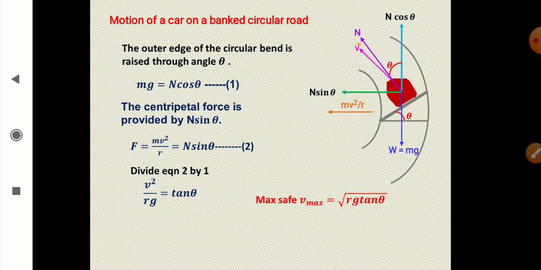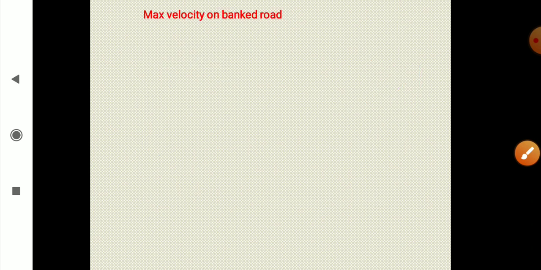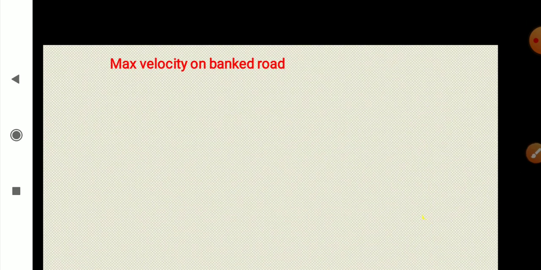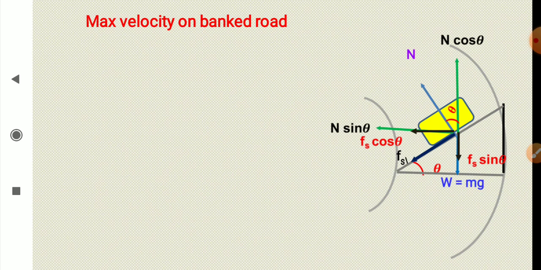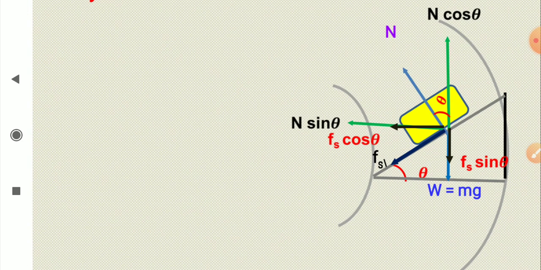Now, what if you want the maximum possible velocity, like for formula racers, where we also have to use friction, then what will happen? So the maximum possible velocity on a banked road when we are considering friction also. So just have a look at this one, you see.